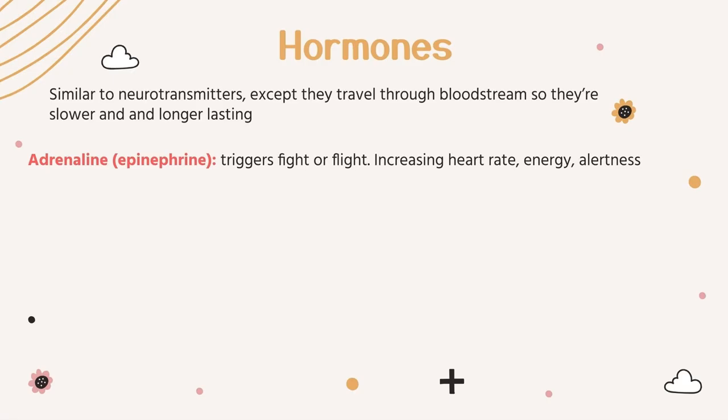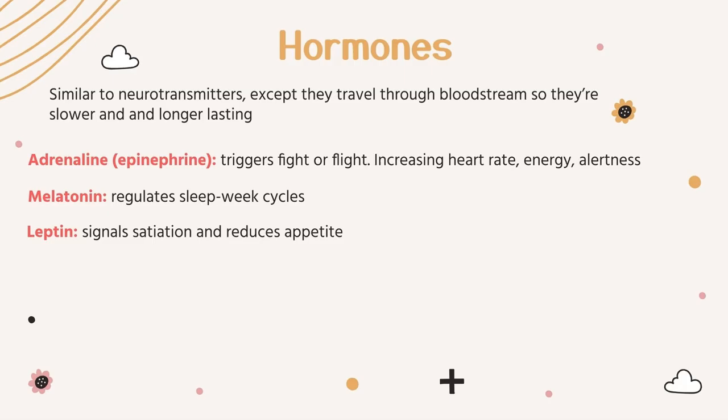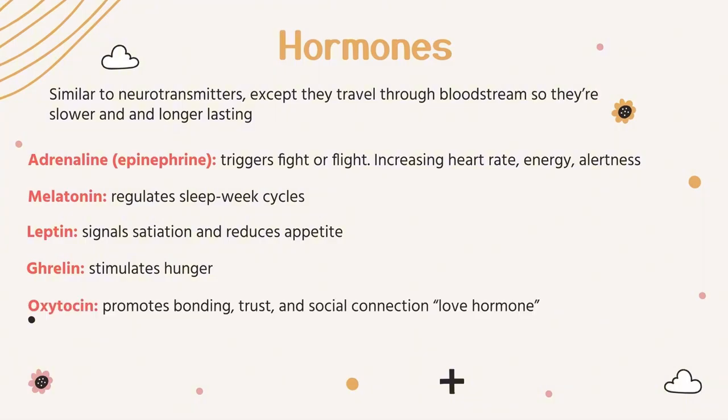Melatonin regulates sleep-wake cycles. Leptin signals satiation and reduces appetite. Ghrelin stimulates hunger. Oxytocin promotes bonding, trust, and social connection, known as the love hormone. Now moving on to drugs.